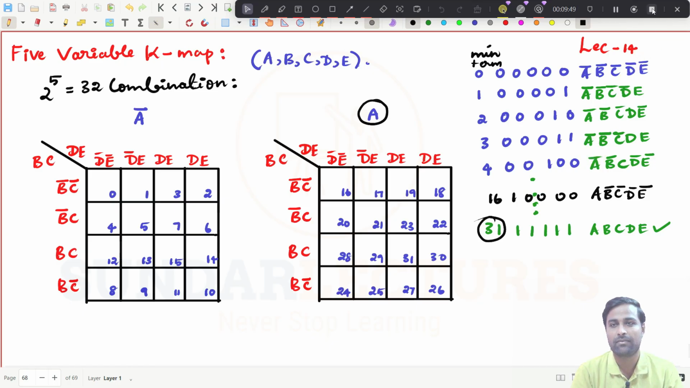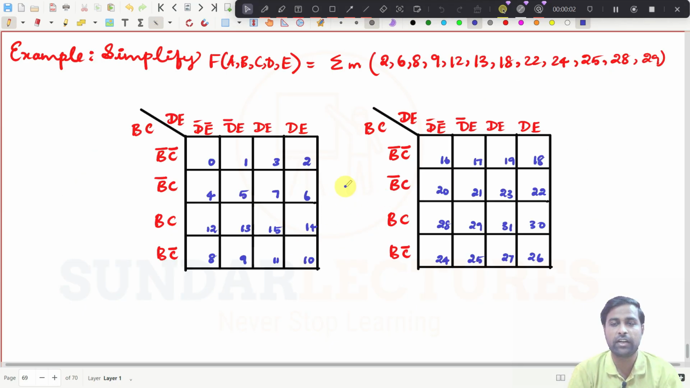Now we will take one example which has 5 variables. This is the given question. They are asking you to simplify this particular expression.